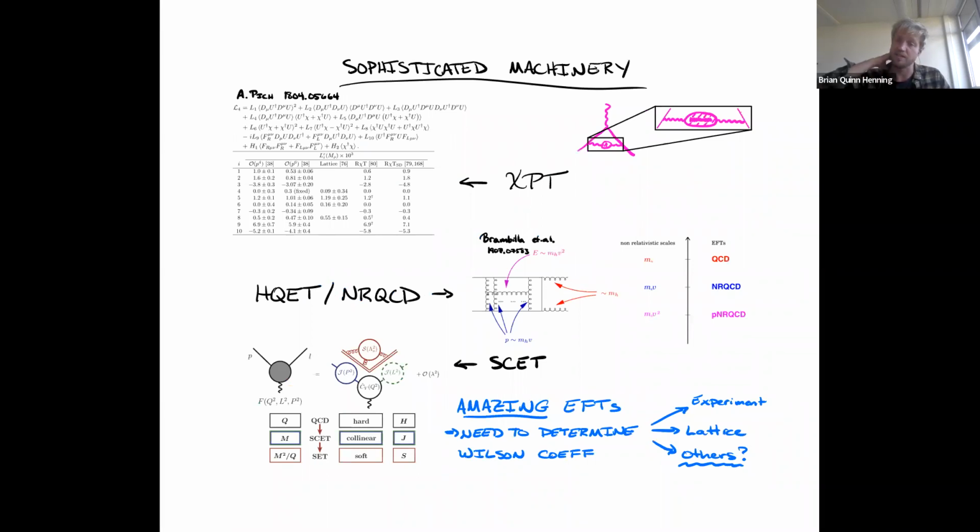Now, of course, there's been a ton of sophisticated machinery developed to study strongly coupled physics in QCD. A lot of it is built around effective field theories. I won't get into the detail here, but it's an amazing feat to be able to isolate the relevant degrees of freedom, parameterize them, and then measure them. But what goes into it is an undetermined set of coefficients. These can either be measured by experiment or computed with the lattice. And it would also be very nice to have other options.